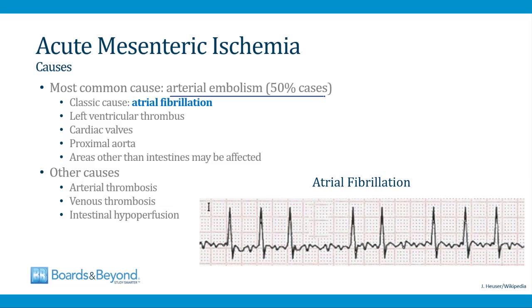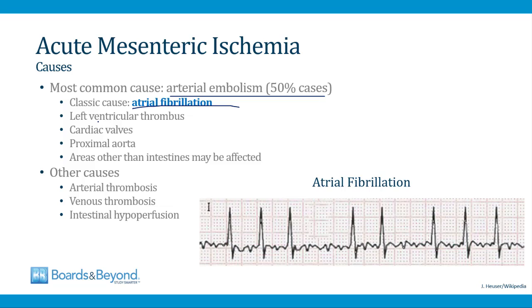The most common cause of acute mesenteric ischemia is an arterial embolism. This is responsible for about half of cases. And the classic condition that leads to an arterial embolism causing acute mesenteric ischemia is atrial fibrillation. When patients develop atrial fibrillation, they can develop a thrombus in the left atrial appendage, and a piece of that thrombus can break off and travel to the SMA, causing small bowel ischemia.